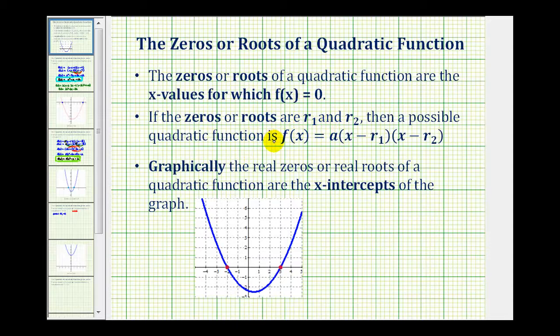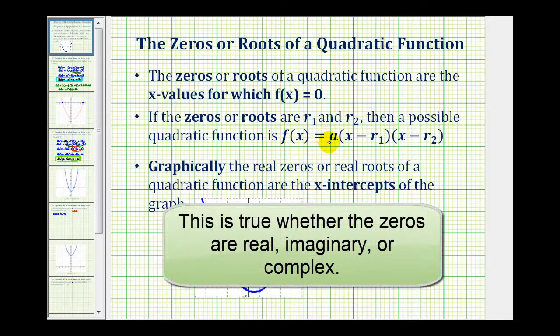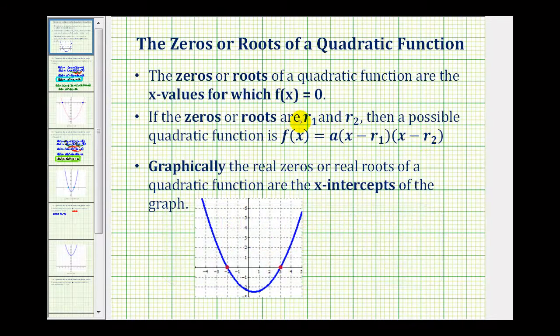then the quadratic function must be equal to any constant a times a factor of x minus r sub 1 times a factor of x minus r sub 2, where r sub 1 and r sub 2 again are the given zeros. And one last comment to make is that graphically, if these zeros are real, which they're not in this case, then the x-intercepts will also be the zeros of the function. But since our zeros are not real, if we graph our function, it should not intersect the x-axis.